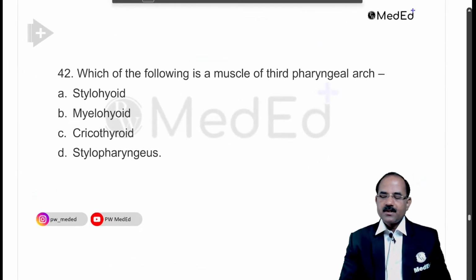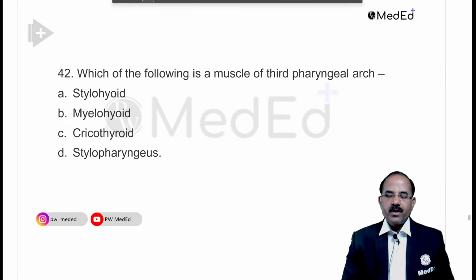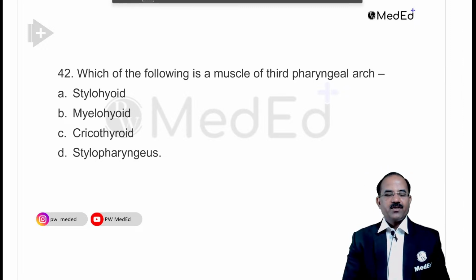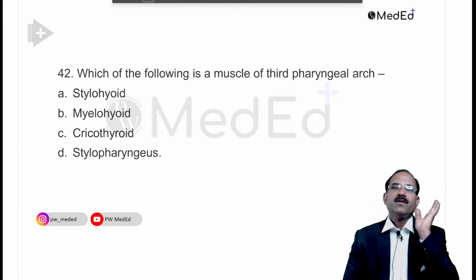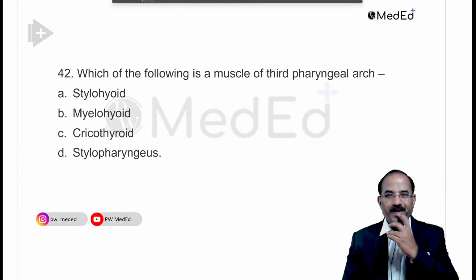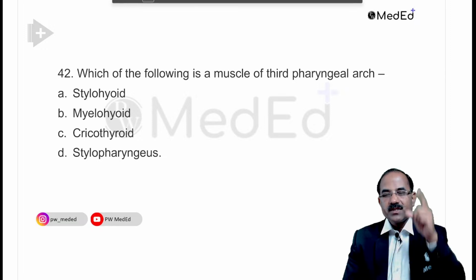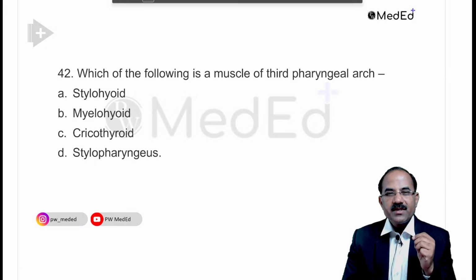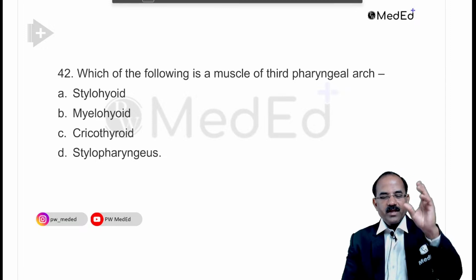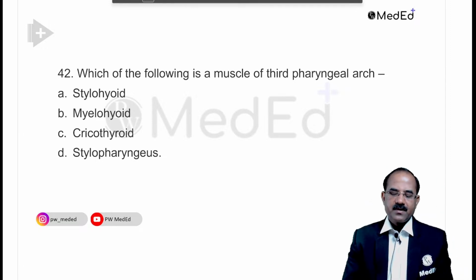Come on, answer this. Number 42: which of the following is a muscle of the third pharyngeal arch? Now these pharyngeal arches you have to know very, very clearly. Pharyngeal arches, derivatives. Which is the nerve of the first arch? Mandibular. Second arch, facial. Third arch nerve is glossopharyngeal. Fourth and sixth arch is vagus.